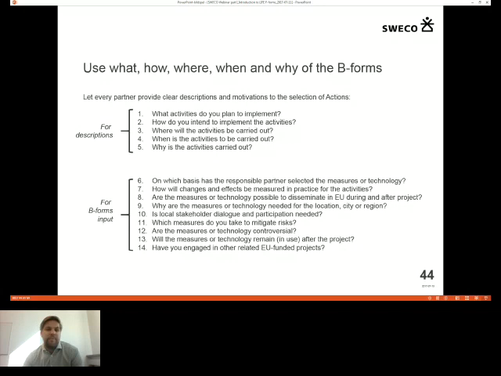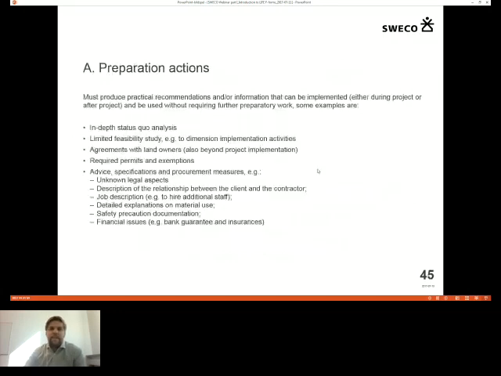Well, C forms and B forms. Okay. We will continue into the specific actions.